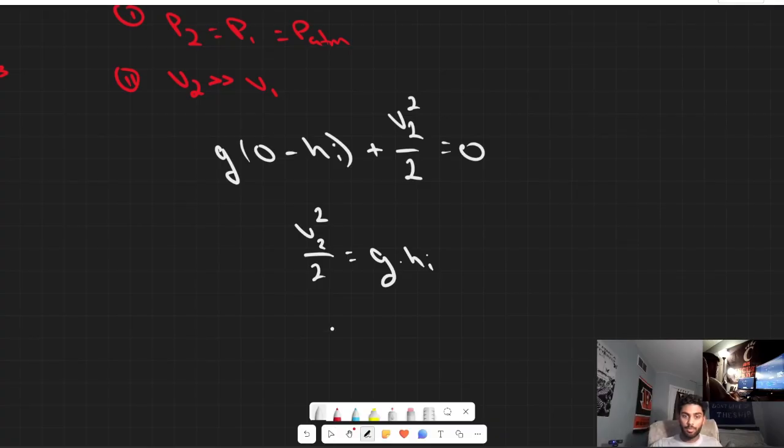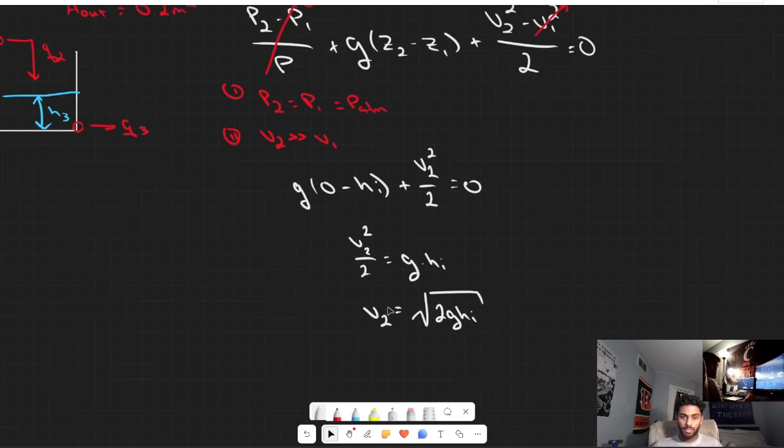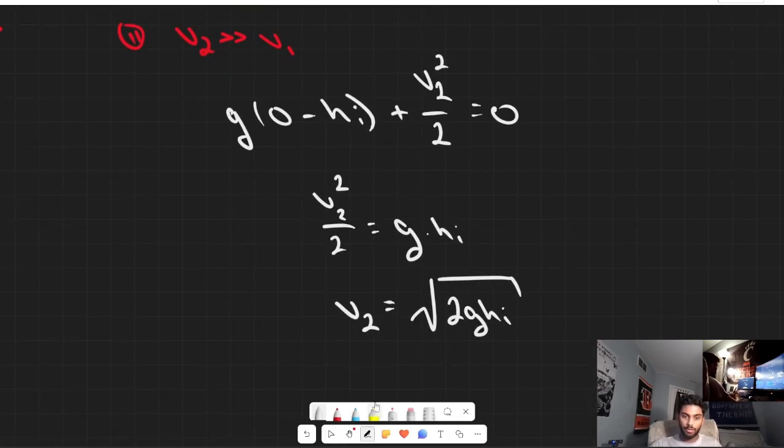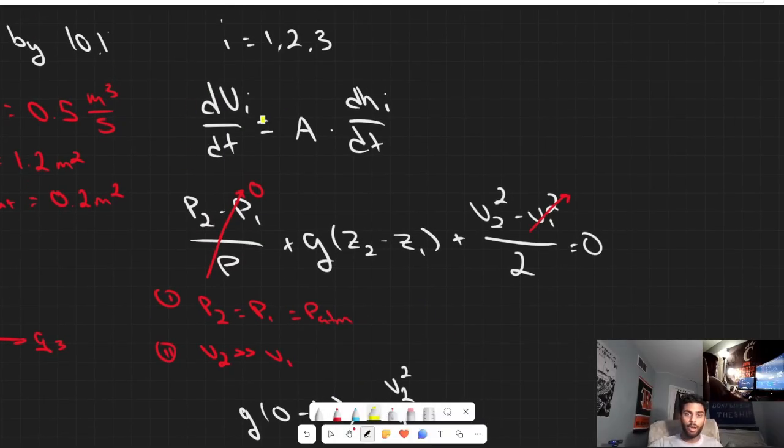And the last step to get V2 isolated is to multiply this term by 2 and take the square root. And so now we know the velocity exiting the tank as a relation to the height. And we got that using the Bernoulli equation. So now let's combine this part. I'll highlight it. We want to combine this, and we want to combine this.